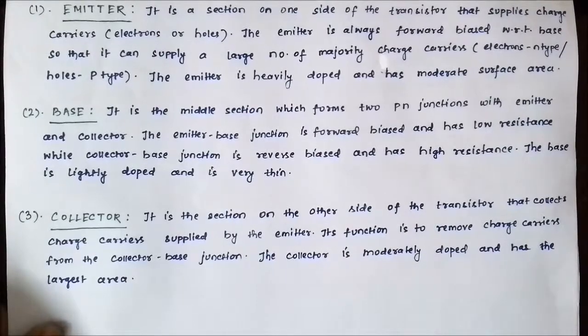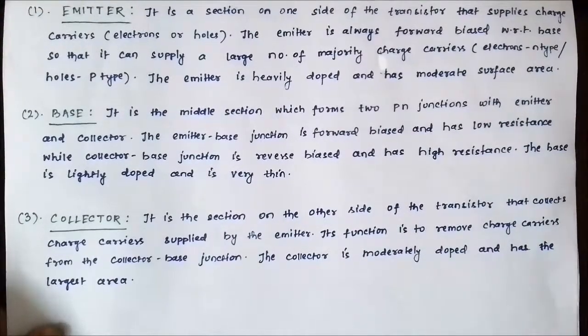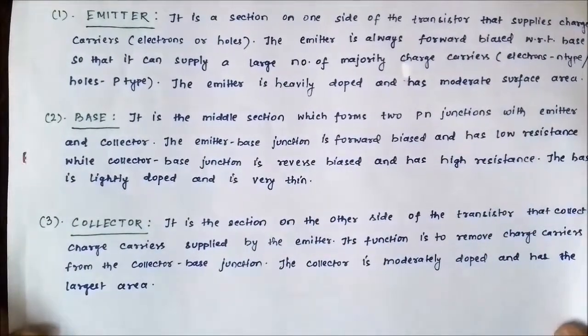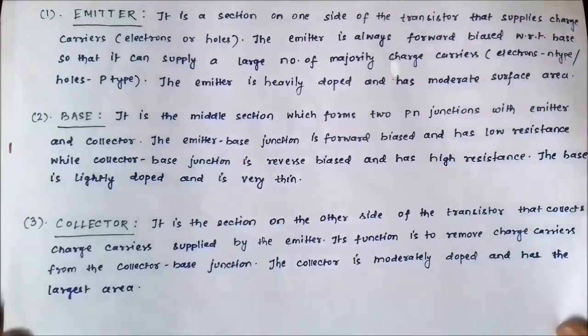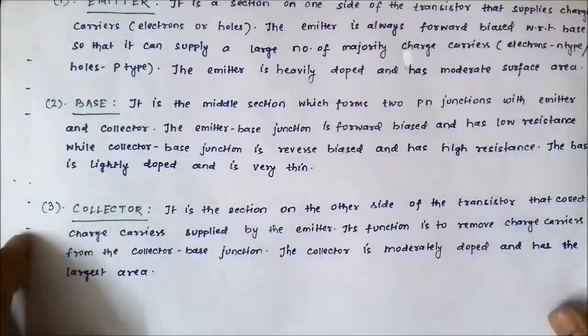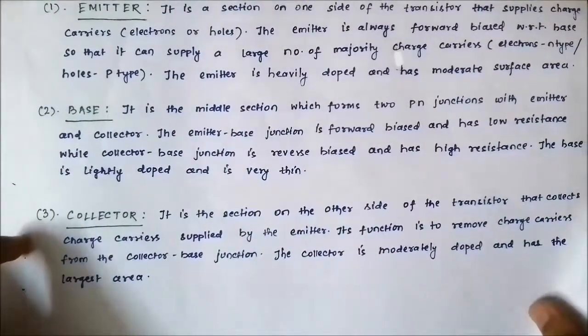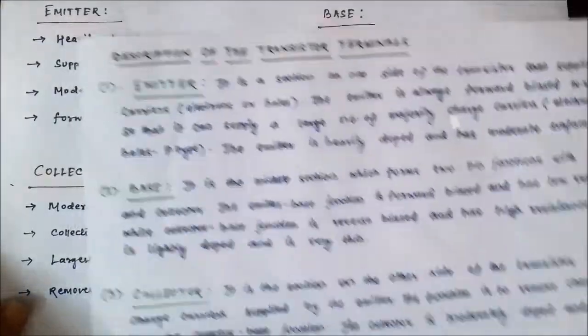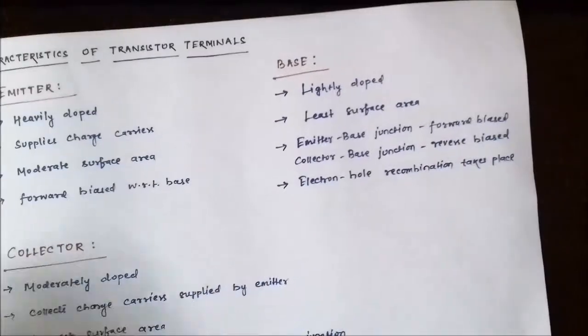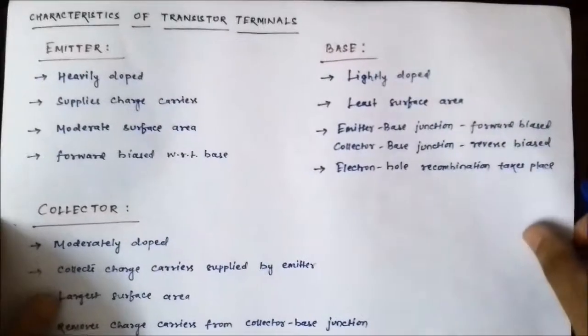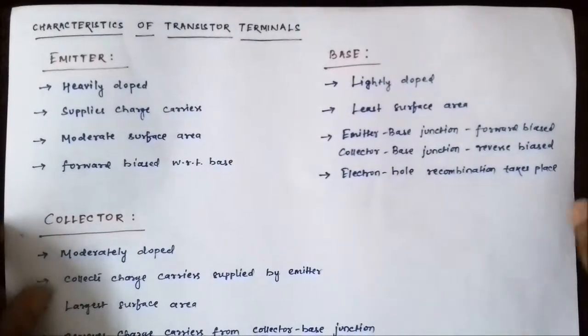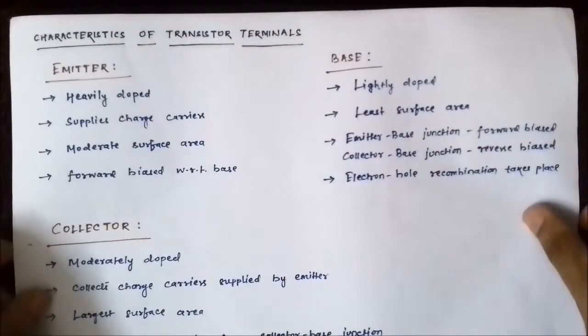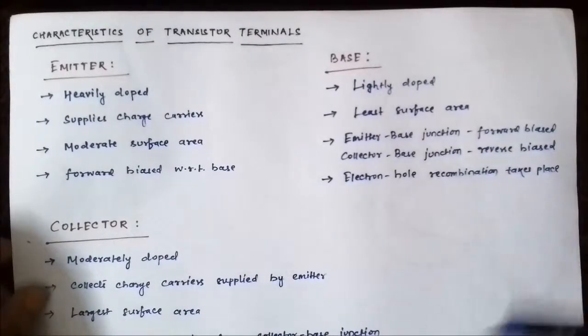For that purpose, the collector is of large surface area. So these are the characteristic features of the individual terminals, that is the emitter, base and collector of the transistor. So here are the characteristics of the individual terminals written in bullet points. So first we have the emitter. So these are the characteristics.